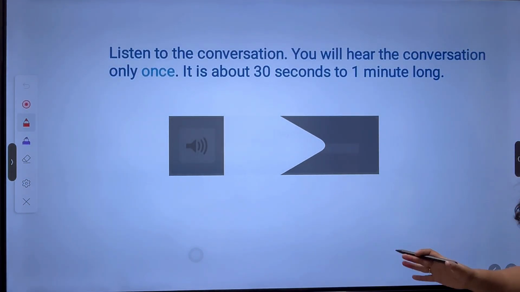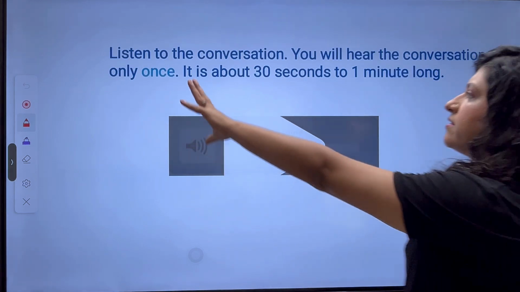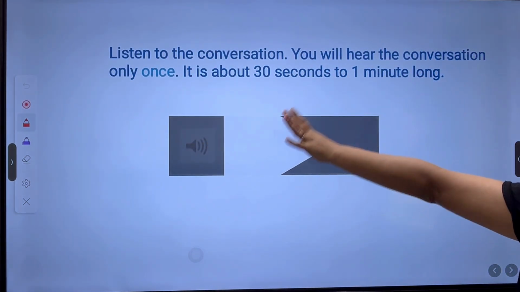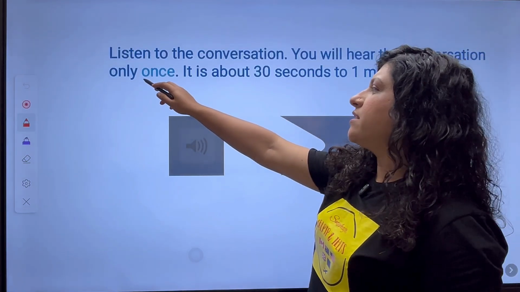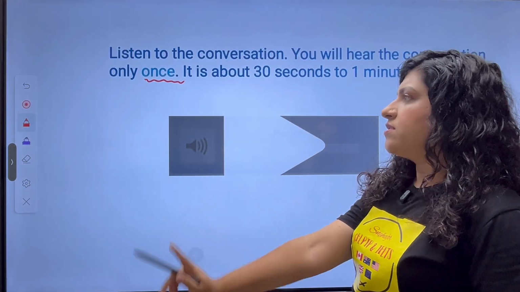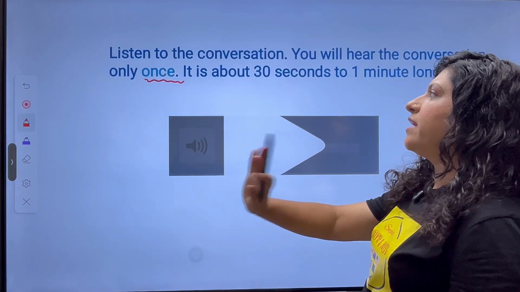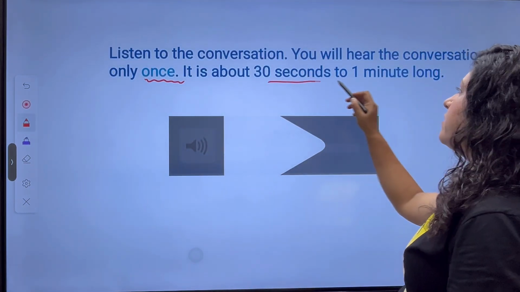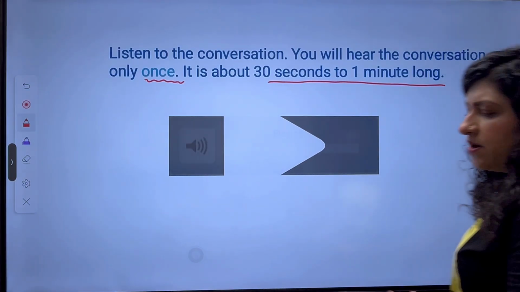This is part 1 of the audio. In your examination, it will be written over there: listen to the conversation, you will hear the conversation only once. So it clearly says that you can hear the conversation only once. You cannot pause it, you cannot play it back. Nothing can be done with the audio once it starts playing. And you're given 30 seconds to answer each question.